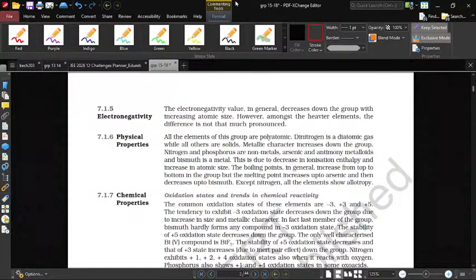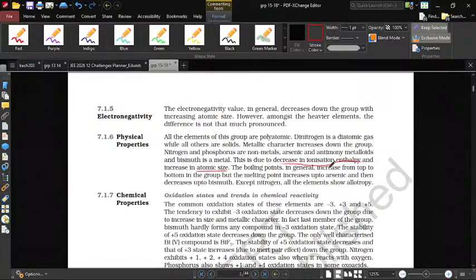Metallic character increases down the group. Nitrogen and phosphorus are non-metals, arsenic and antimony are metalloids, and bismuth is a metal. This is due to the decrease in ionization enthalpy and increase in atomic size. So, decrease in ionization enthalpy and increase in atomic size. इसकी वजह से मेटेलिक और नॉन मेटेलिक कैरेक्टर का डिफरेंस आता है.